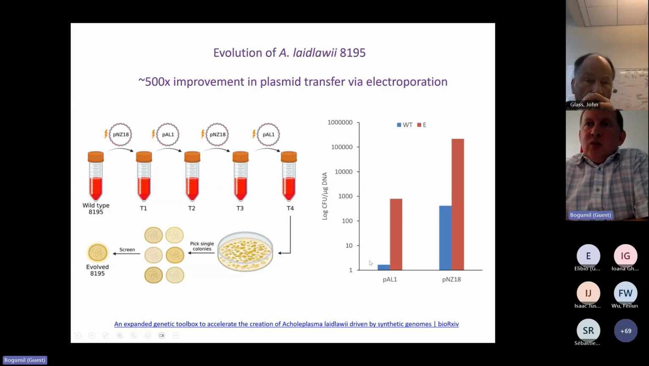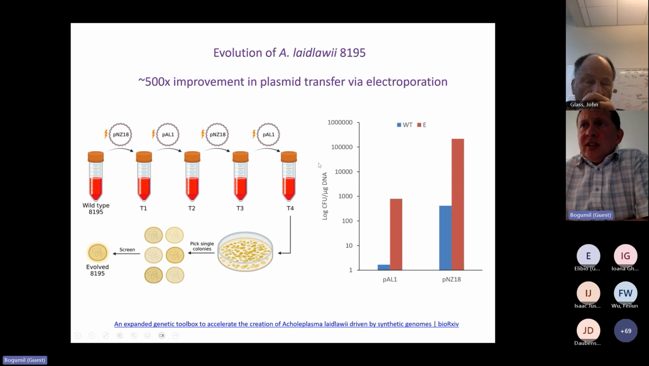Here is an example of one that we picked up, and now you can see the wild type and the evolved one. Using the larger plasmid with tetracycline resistance, there is a huge improvement, and the same was true for the smaller plasmid. It is approximately a 500 times improvement, and we've done it over and over. This is based, I think, on 3 or 4 biological replicates. We should have the error bars here. So that was quite amazing.